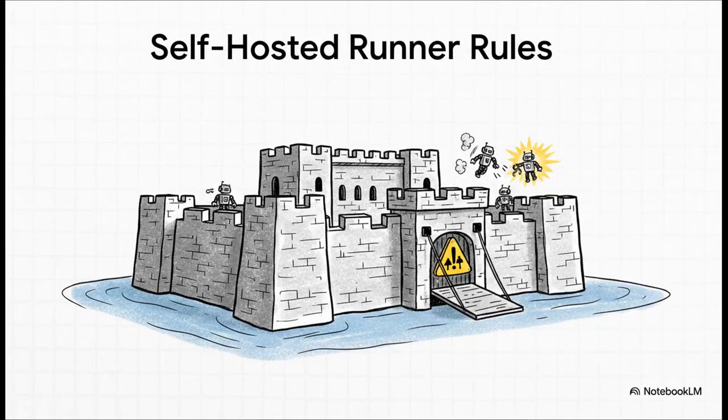And look, if you absolutely have to use self-hosted runners, you need to be incredibly careful. The number one rule, and I can't stress this enough, is never use them for public repositories. Anyone on the internet can open a pull request and suddenly be running code inside your private network. You have to make them ephemeral, harden the OS, lock down all the network traffic, and run everything with the least privilege possible. You're basically building a fortress from scratch.